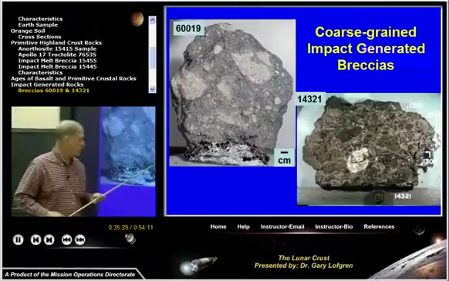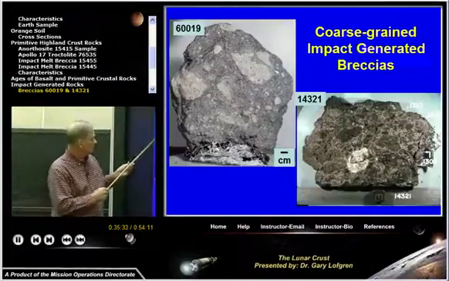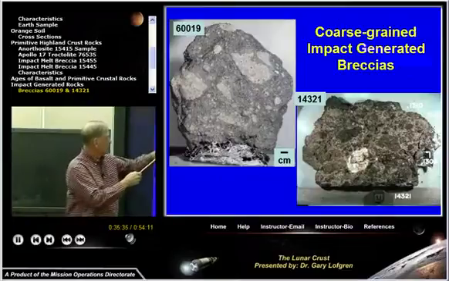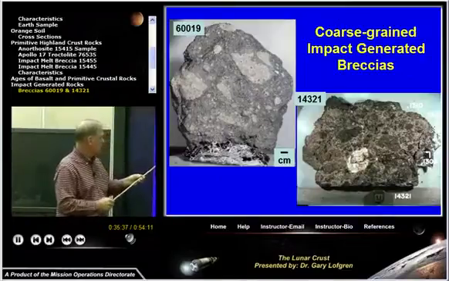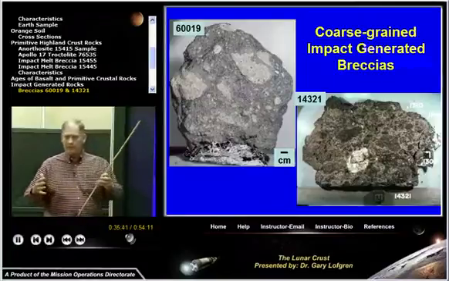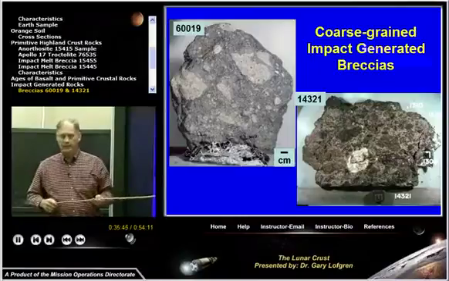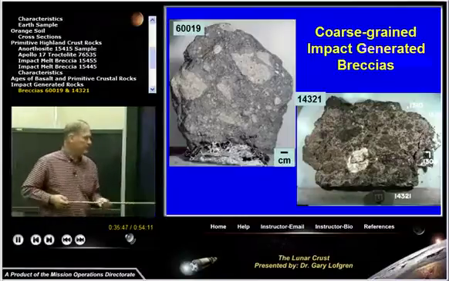I showed you those other two impact melt breccias before. So these, and some of them, you can see most of the rocks look pretty similar. And sometimes a breccia like this will only be 2 or 3 components. And sometimes you can identify 10, 20 different components. So it's a variable process.